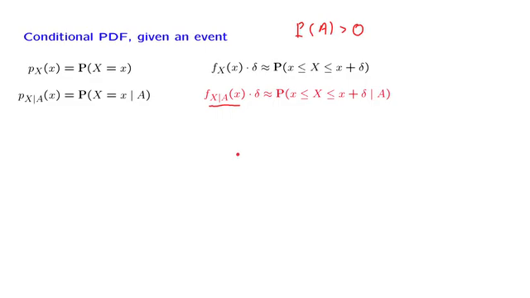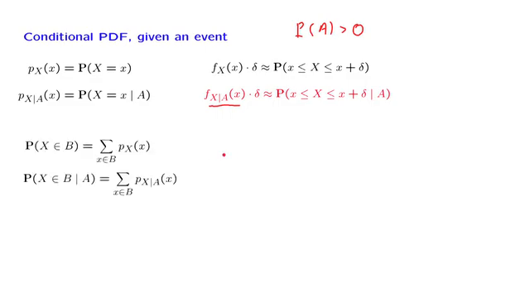Let us now push the analogy further. We can use a PMF to calculate probabilities. The probability that X takes value in a certain set is the sum of the probabilities of all the possible values in that set. And a similar formula is true if we're dealing with a conditional model. Now, in the continuous case, we use a PDF to calculate the probability that X takes values in a certain set. And by analogy, we use a conditional PDF to calculate conditional probabilities.